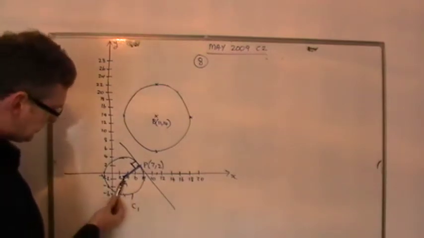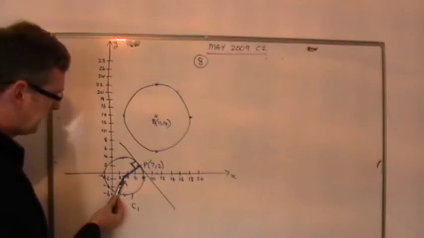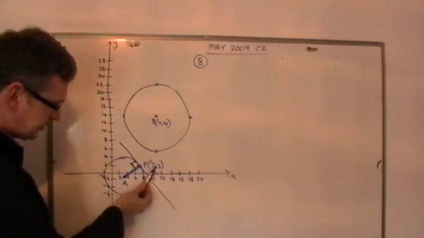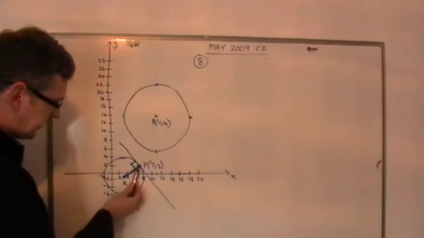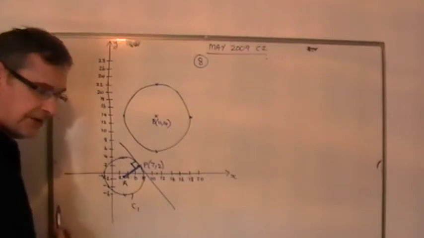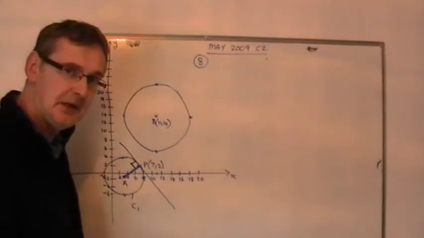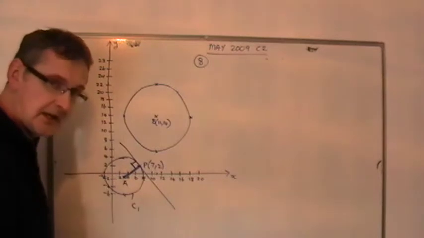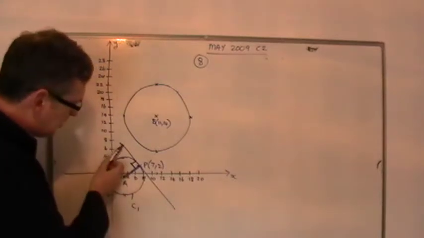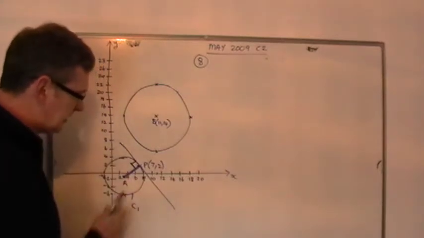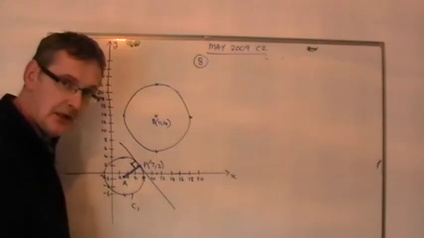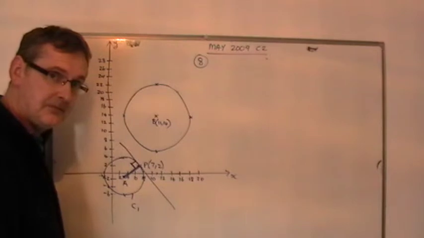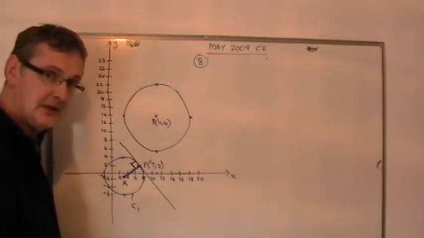Well, I know the coordinates of A because I've found them. I know the coordinates of P because I'm told them. That means I am able to work out the gradient of that line A to P. If I know the gradient of the line AP, and I know that the tangent is perpendicular to that radius line AP, then I can work out from coordinate geometry the gradient of the tangent simply by flipping it upside down and changing the sign, which is a coordinate geometry technique.